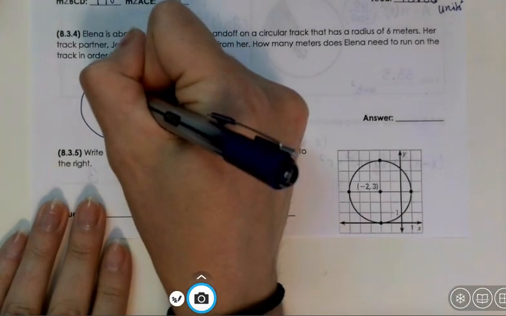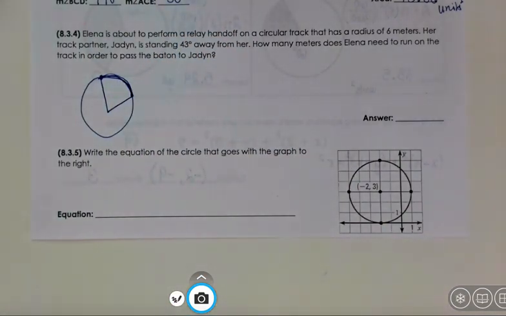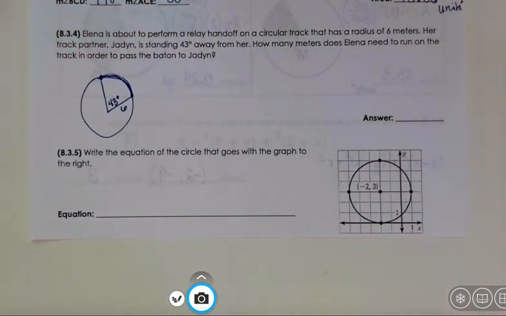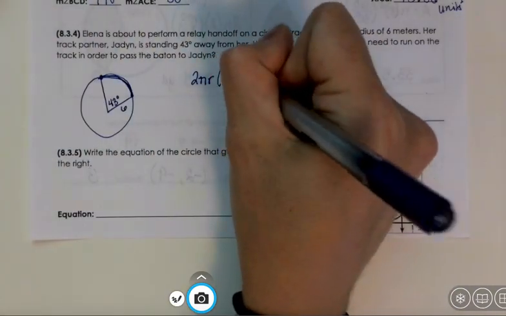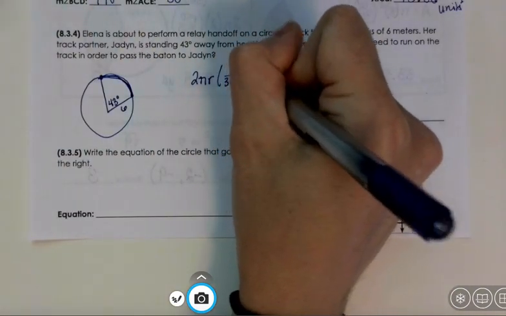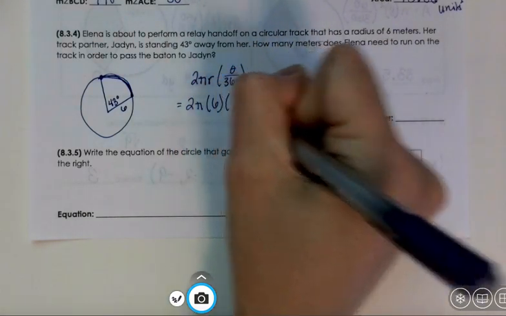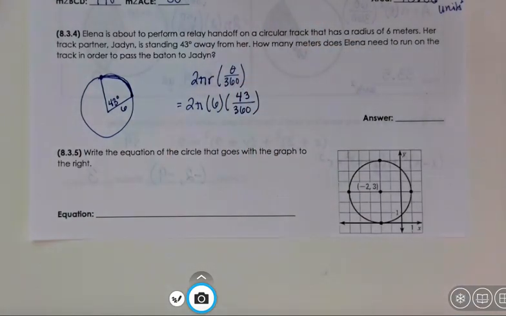So I'm just going to add some things in. I know my radius is 6. And I know this drawing is not to scale, but that's okay. And I know that my central angle is 43 degrees. So I'm going to use my formula 2 pi r times theta over 360 so I can get that arc length. So 2 times pi times my radius times 43 over 360.